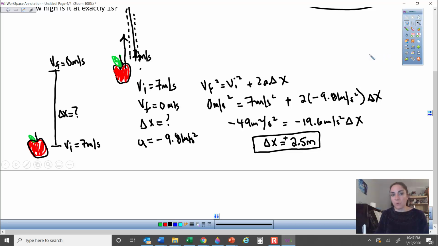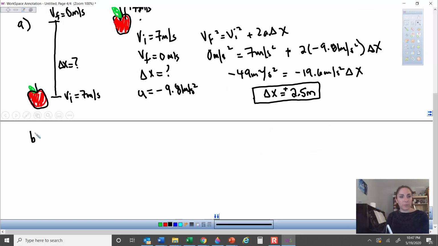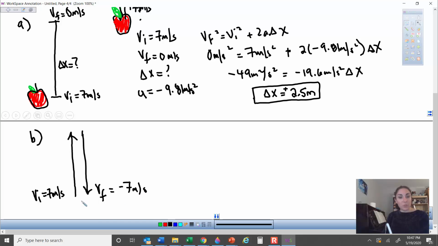Now we need both motions. We can't just go halfway. We need to go up and back down, right? So this is all part A. Part B. So the apple goes up and comes back down. And I want the time for that. So what I can do is say the initial velocity is 7, which is true, and change my final velocity to negative 7. Assuming we're catching it in the same spot, you can make that assumption.